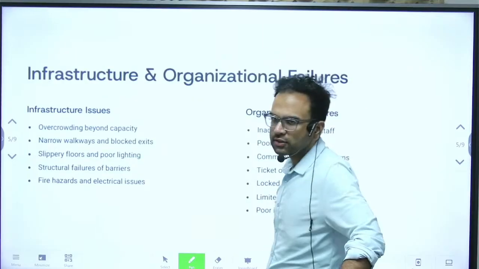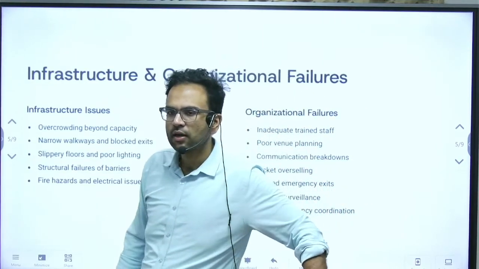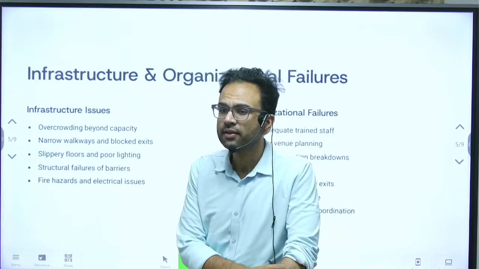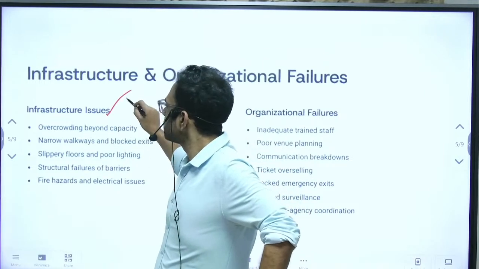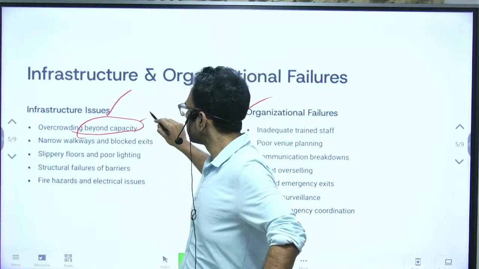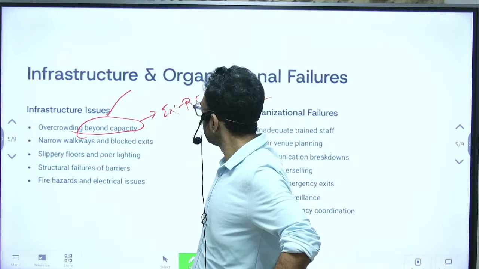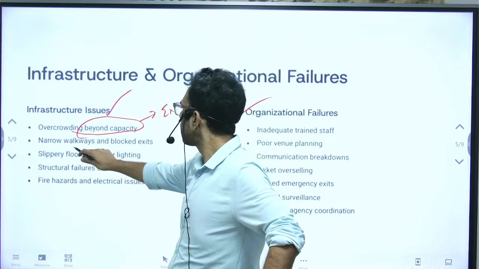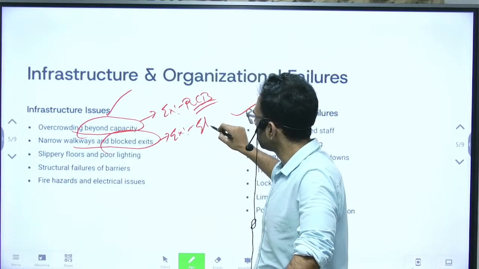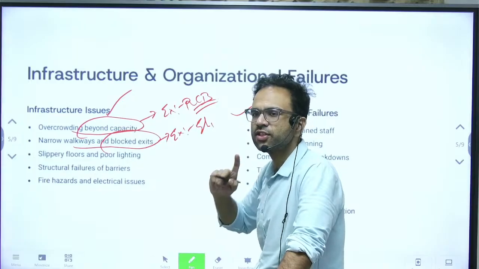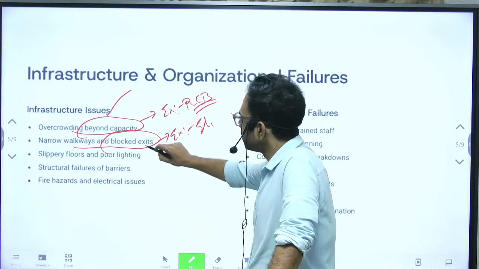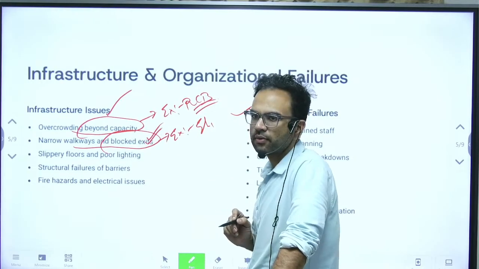Now, what are the major causes of infrastructure failure and organization failure leading to a stampede? We have to discuss them, corroborate them or substantiate them with examples for each of them. Overcrowding beyond capacity. Example, RCB victory rally. Narrow walkways and blocked exits. Here you can talk about Elphinstone. There is a station in Mumbai. There a stampede happened. This is the situation there.